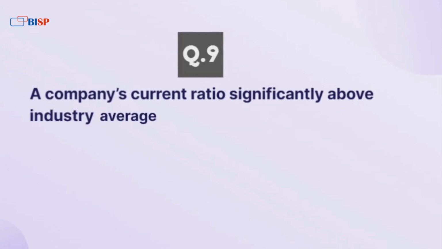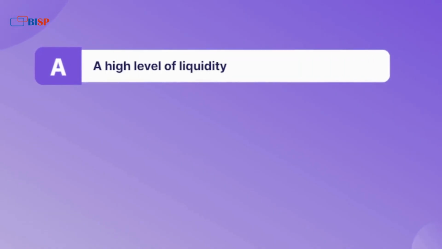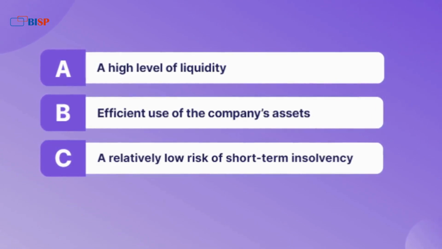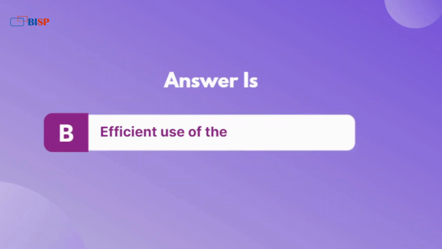A company's current ratio significantly above industry average is least likely to indicate A. A high level of liquidity. B. Efficient use of the company's assets. C. A relatively low risk of short-term insolvency. D. Not applicable. Answer is B. Efficient use of the company's assets.